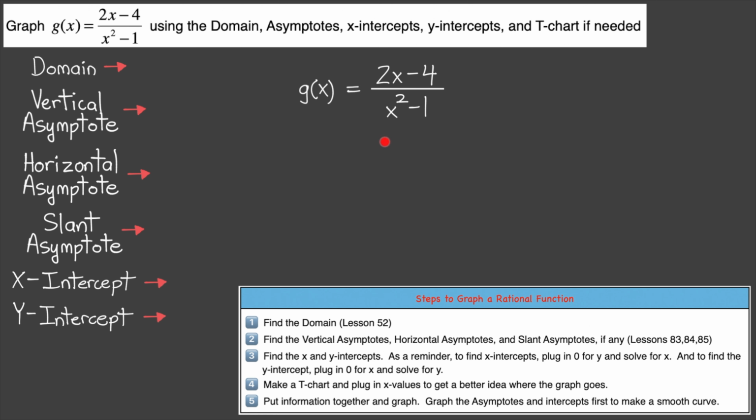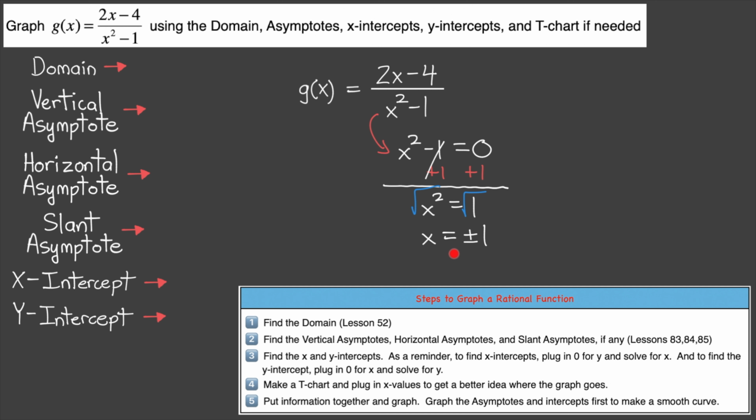To find domain, we're mainly concerned about the bottom here. We do not want a 0 on the bottom of a fraction because that will make the function undefined. So because of that, we're going to set the bottom equal to 0 and solve for x. So x squared minus 1 equals 0. We can add the 1 over to both sides. The 1's cancel. X squared equals 1. We take the square root of both sides. And x equals, and make sure we remember the plus or minus, because whenever you take the square root of both sides of an equation, we need to write a plus or minus over here.